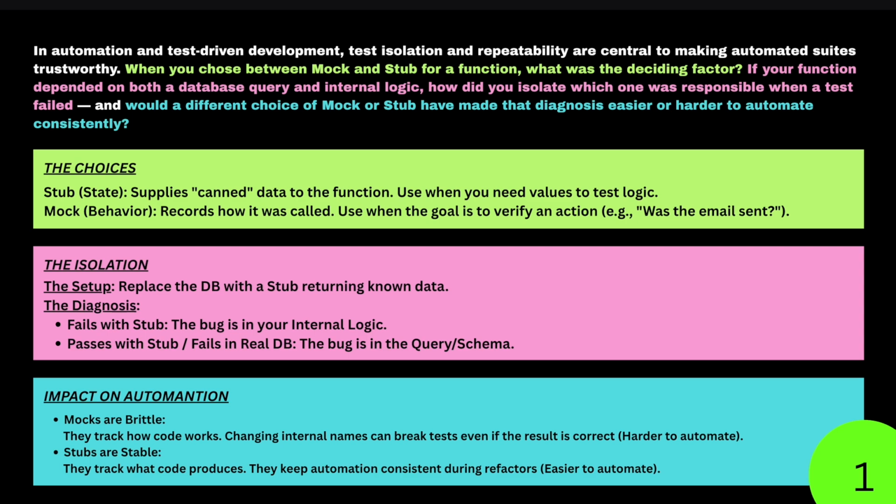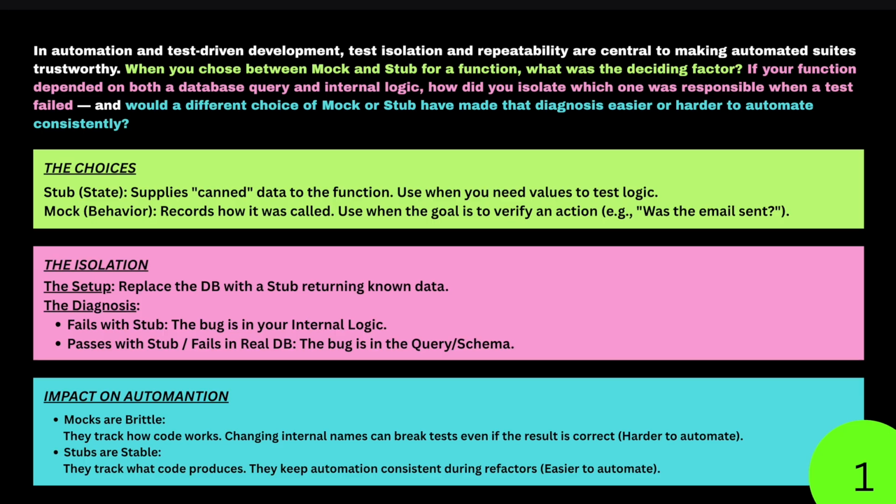And if your function depends on both a database query and internal logic, how did you isolate which one was responsible when a test failed? So here is the isolation. The setup is that we replace the database with a stub returning known data.